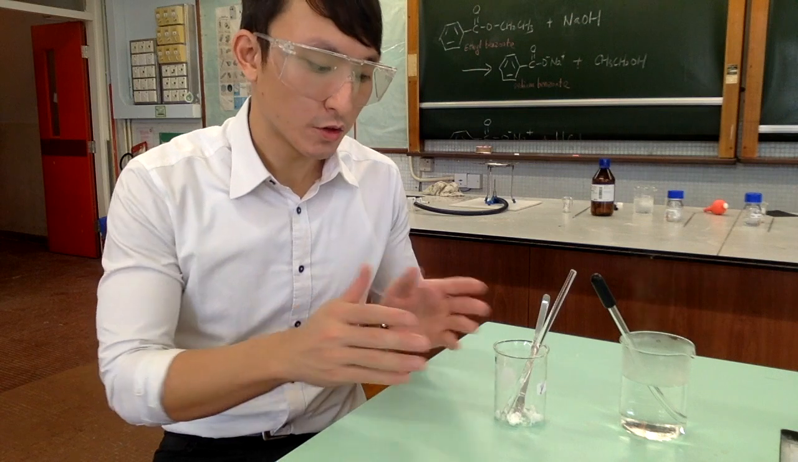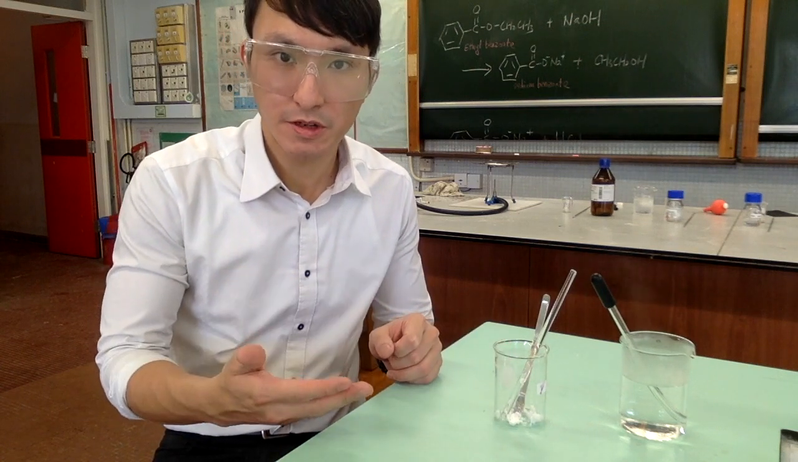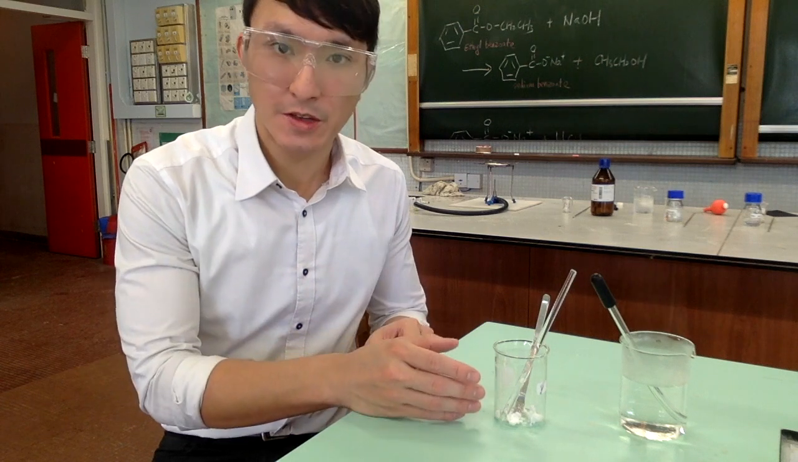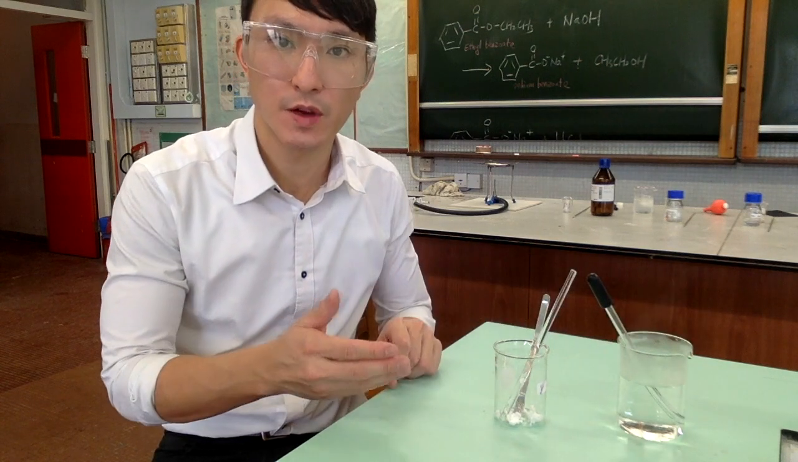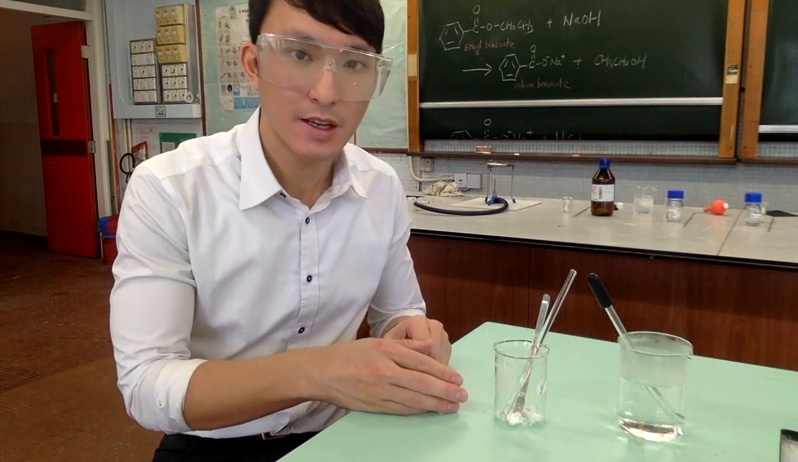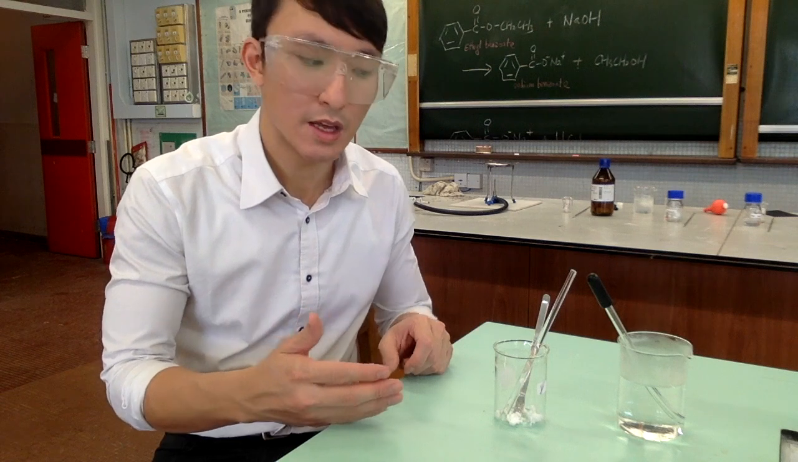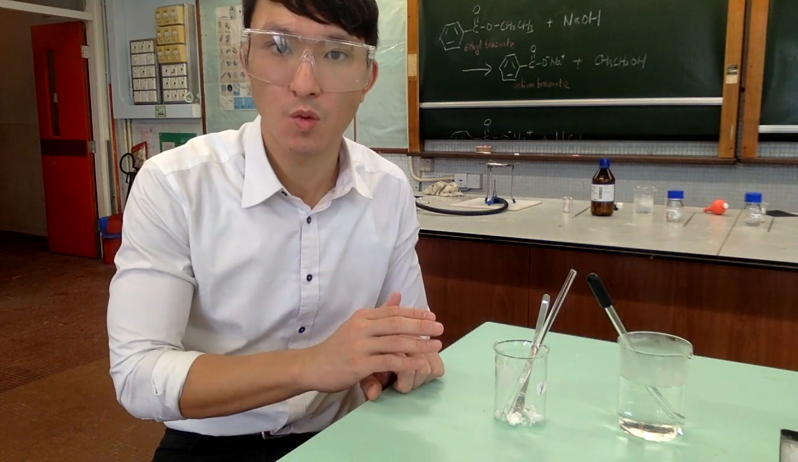After transferring all the crude benzoic acid into a beaker, we are going to perform the recrystallization. For benzoic acid, we have chosen hot water as the solvent for recrystallization. This is because benzoic acid is highly soluble in hot water, but it is not really soluble in cold water.